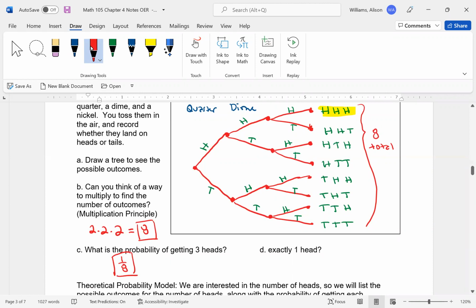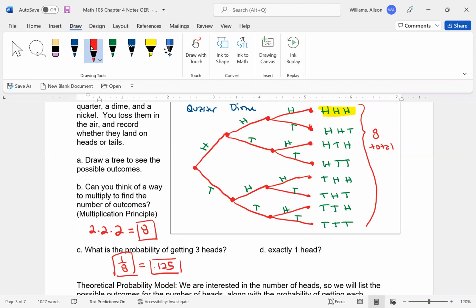If you wanted to, you could. It's 0.125, just in case you were wondering, or if you want to write it as a percent, that's fine. But, you know, mom tends to ask you what form to put it in, so just be mindful of that. Okay, now what is the probability of getting exactly one head?